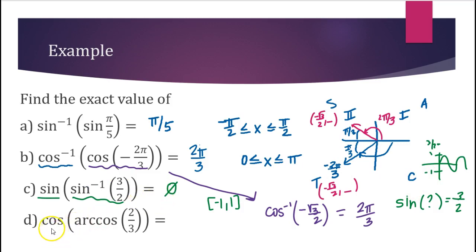But in the last one, cosine of arccosine, I have a function and its inverse. If I think about the range of cosine, it's the same as the range of sine, negative 1 to 1, and 2/3 is in that range. So we're allowed to just cancel out and get 2/3 as an answer. So these problems really come back to knowing the domain and range for our sine and cosine functions, and therefore your sine inverse and cosine inverse functions.